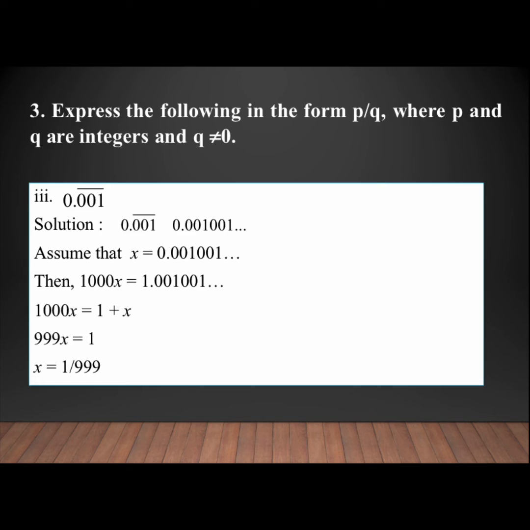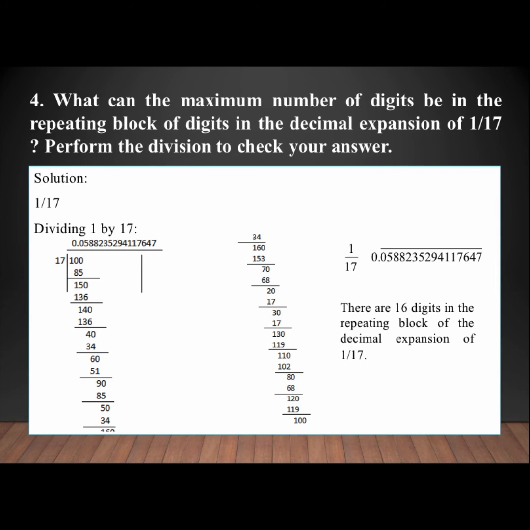Then 1000x equals 1.001001 and so on. 1000x equals 1 plus x, which gives 1000x minus 1x equals 1, which gave us 999x equals 1, and further x becomes 1 upon 999. Now moving towards our next question.